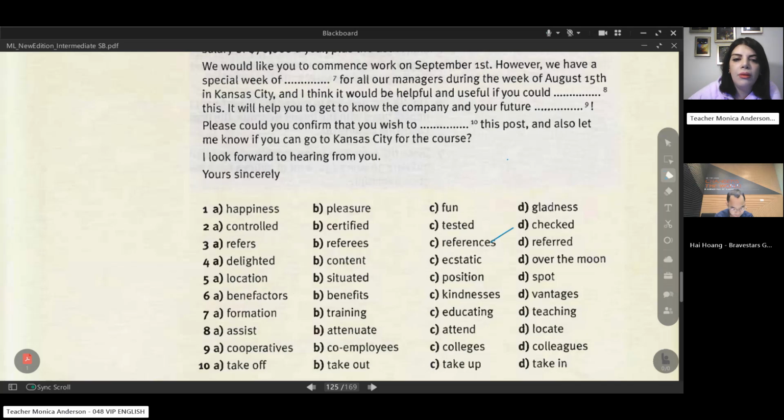Cooperative. No, number 8. Assist. Attenuate. Attend. Of course. Yeah. Attend. Very good.